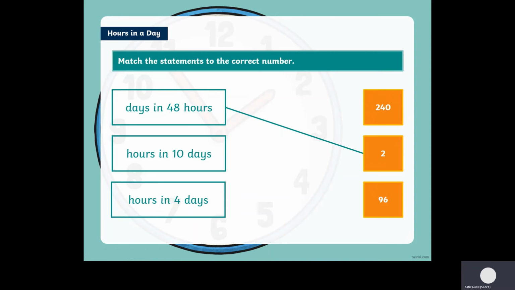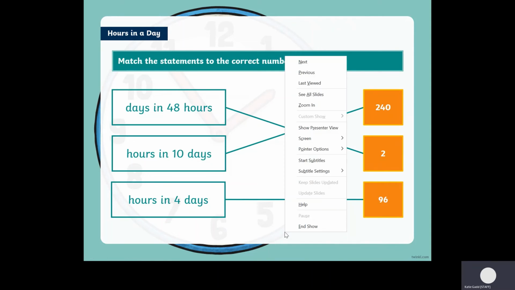Hours in 10 days. Now in one day, I know there are 24 hours. To find out how many hours there are in 10 days, I need to multiply 24 by 10. So that answer is 240. And then hours in 4 days. Now going back to the first question, we know that one day is 24 hours. If I keep adding 24 and 24 and 24 and 24, so 4 times, I get 96.